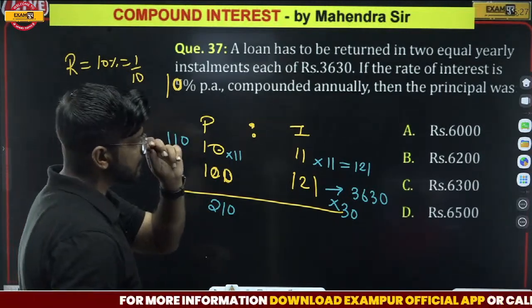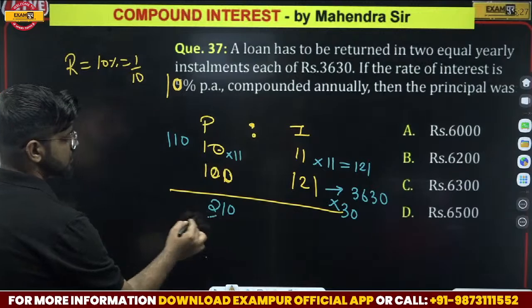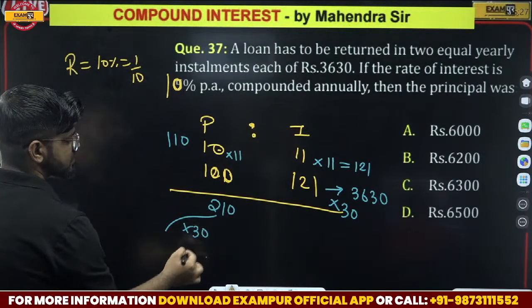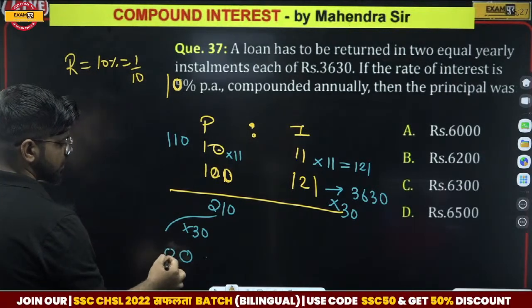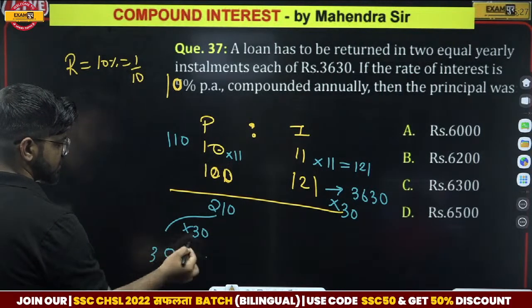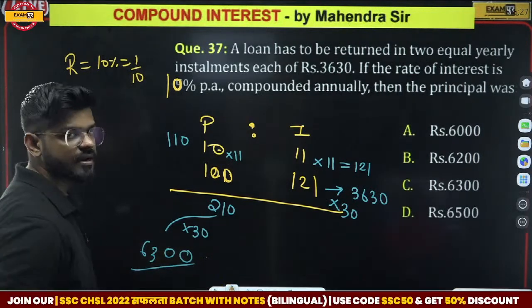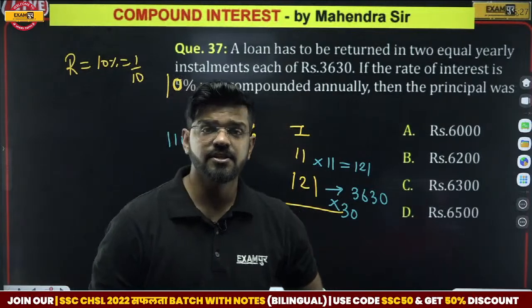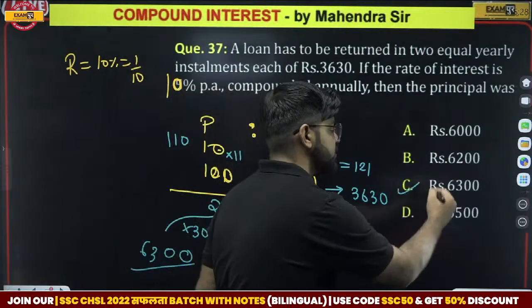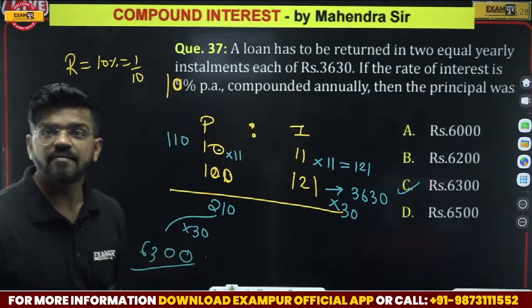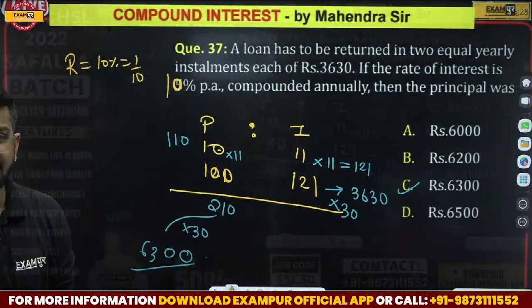So the question is asking what the principle was. Just multiply it by 30, 0 as it is, 0 as it is, 3 ones are 3, 2 threes are 6. So 6300 is my right answer, option number C. So LI is giving the absolutely correct answer.